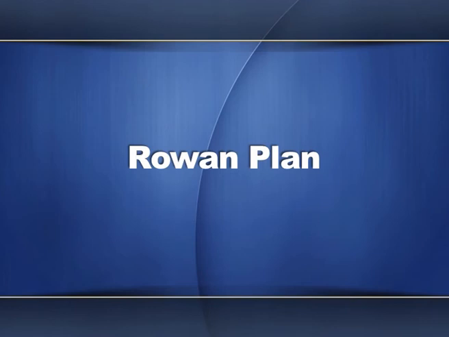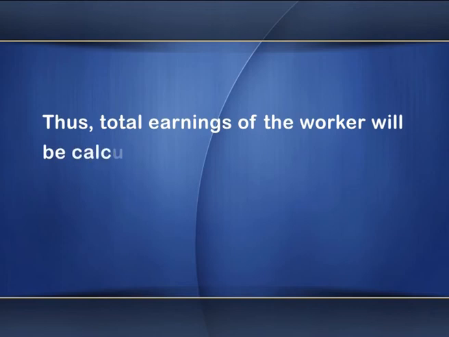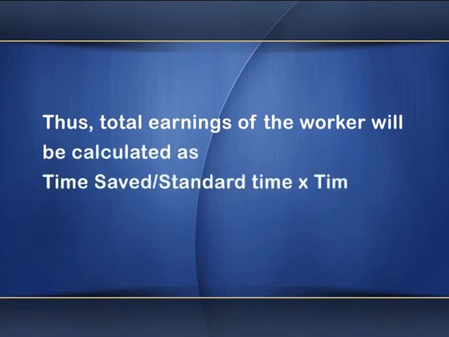Number 2. The Rowan plan. The Rowan plan also guarantees minimum wages to the workers. But under this plan, bonus is in proportion of the wages of actual time taken, which the time saved bears to the standard time. Thus, total earnings of the worker will be calculated as time saved divided by standard time into time taken into hourly rate.